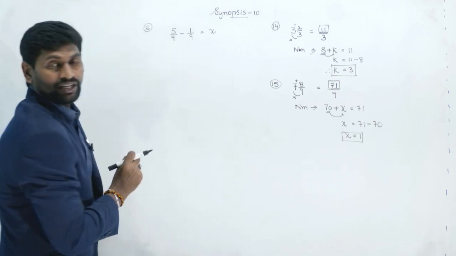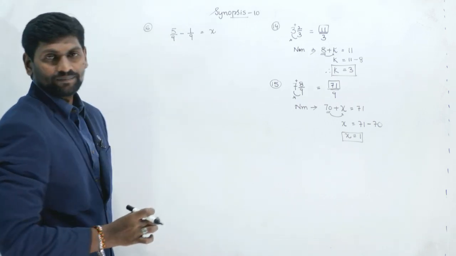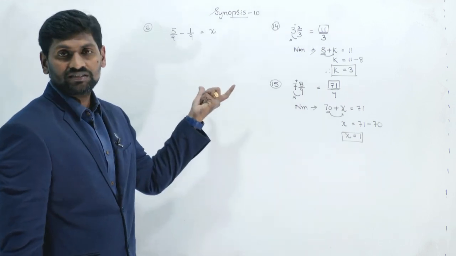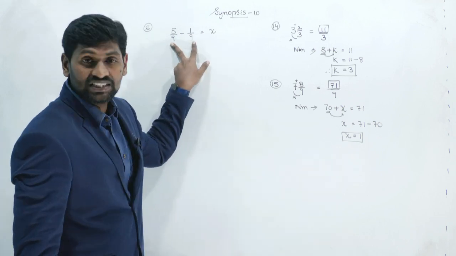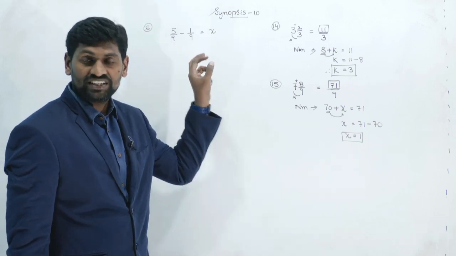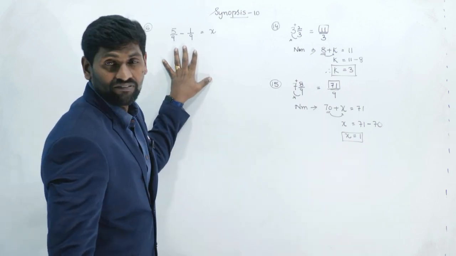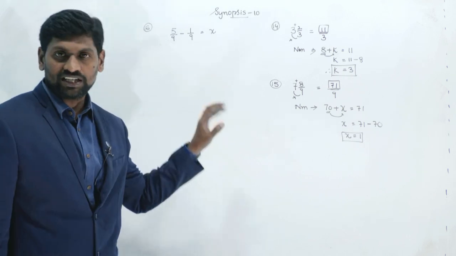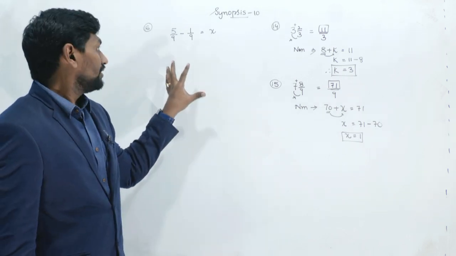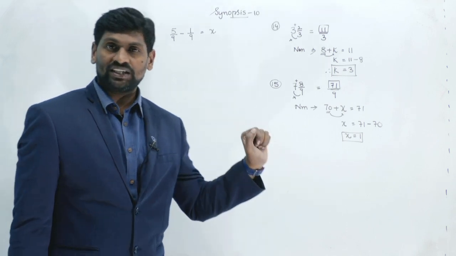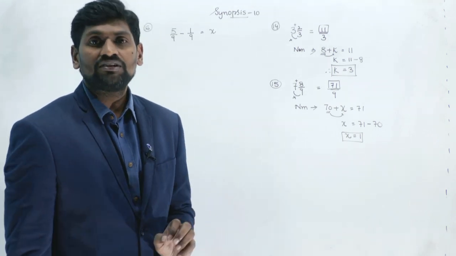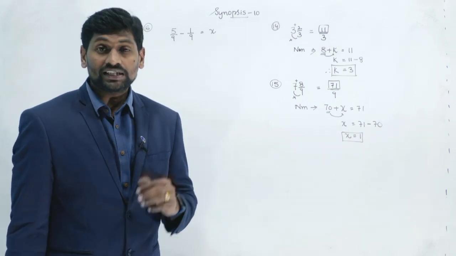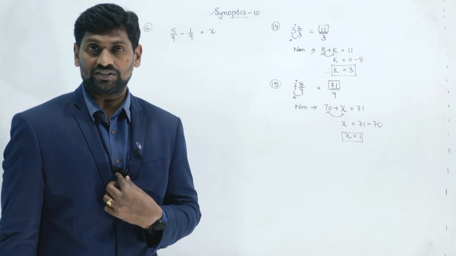First fraction is 5 by 9. Second fraction is 1 by 9. So both are like fractions or unlike fractions? Like fractions, because both have the same denominator. We discussed that fractions having the same denominator are like fractions, fractions having different denominators are unlike fractions, right? So for adding or subtracting fractional numbers, first of all we should check whether they are like fractions or not. Otherwise we need to convert them into like fractions.